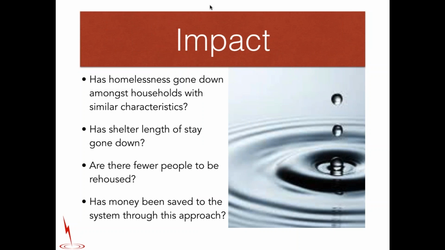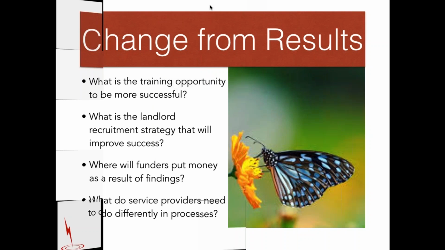Maybe you want to look at impact. If you ask what difference does it make, did your community's approach on rapid rehousing decrease homelessness? And if so, by which population group? Did it decrease the length of shelter stays? Are there fewer people to be rehoused? In other words, are you having a cumulative impact over time? And were there any cost savings elsewhere in the system as a result of doing rapid rehousing? Especially for those households that may have used an inordinate amount of emergency services while they were homeless.